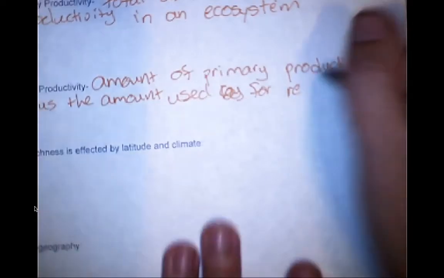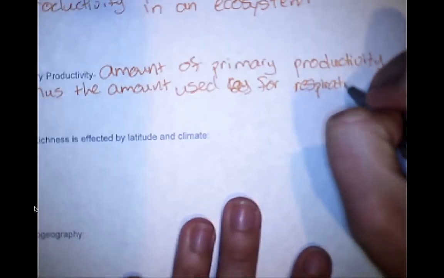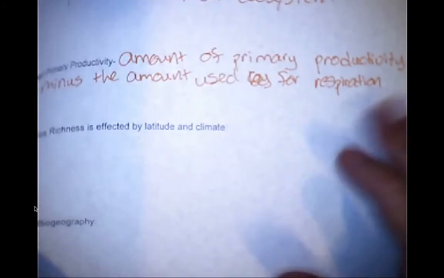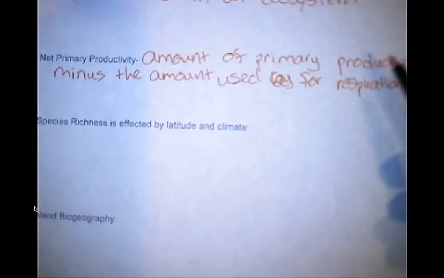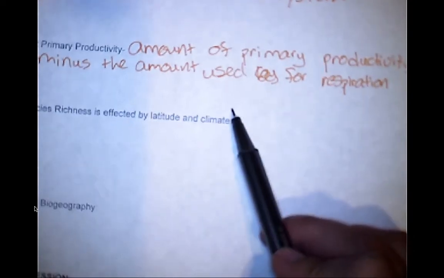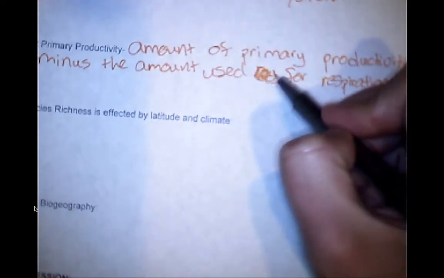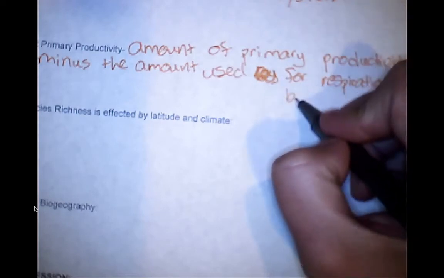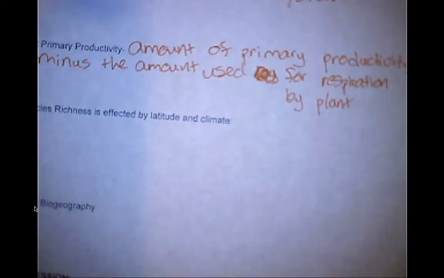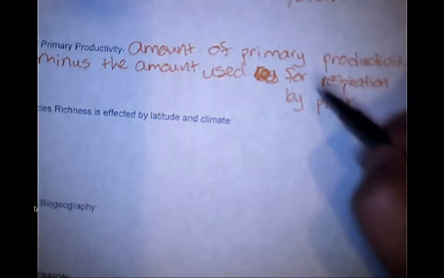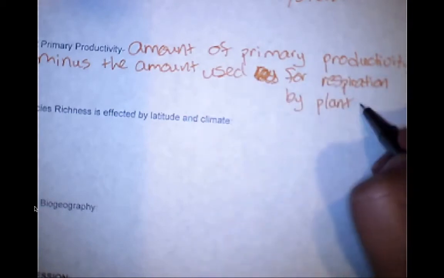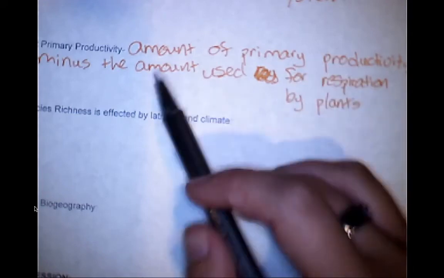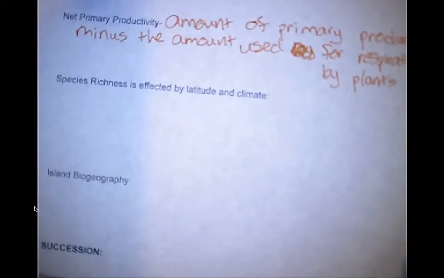The plants have to live. They're producing some energy so that they can live, right? So it's the total amount that they produce, minus the stuff that they use. So the net primary productivity is the stuff that's available for the next level. It's the stuff that's still around after the plants have used their energy. So it's the amount used for respiration by plants or by primary producers, because sometimes they're protists or other things, but you get the idea. So it's the amount of primary production minus the amount used for respiration by plants. We're going to see this in a lab setting. We're going to see these two concepts, the net and gross primary productivity.